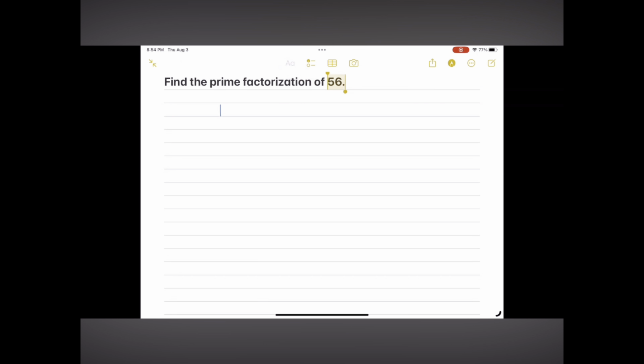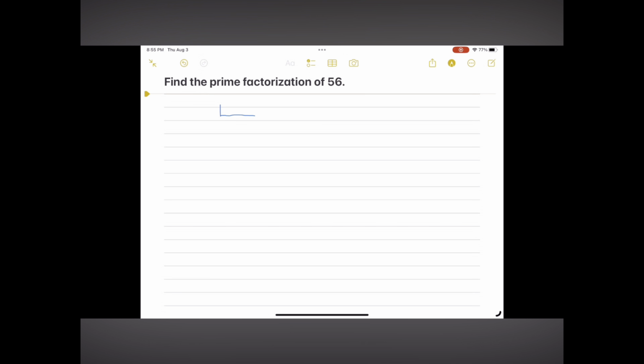Find the prime factorization of 56. We draw out the upside down division sign. 56 is even, so we divide by 2. 2 goes into 5 2 times. 2 times 2 is 4. 5 minus 4 is 1, so we carry the 1 in front of the 6 to make it 16. 2 goes into 16 8 times.